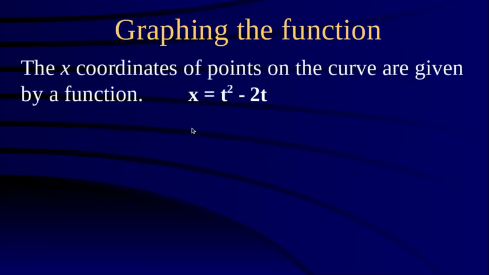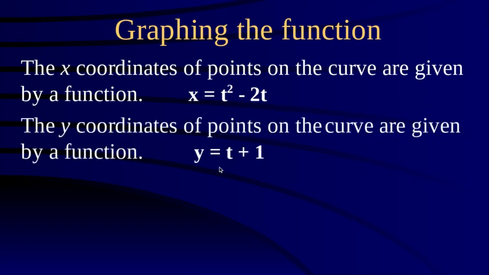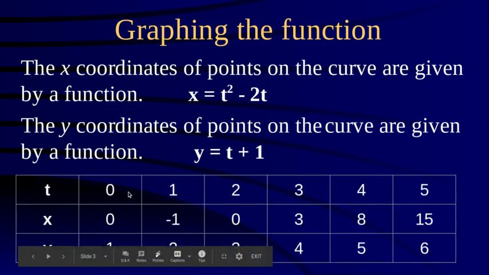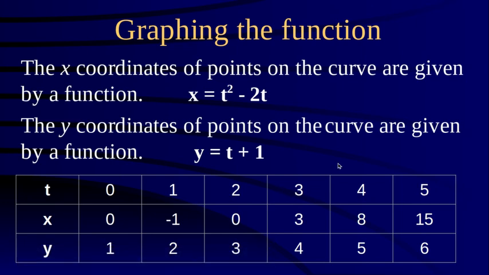So the first function is telling us that the x coordinates can be found by doing t squared minus 2t, and the y coordinates on the curve can be found by doing t plus 1. I'm going to set up a table of t values. I set up t greater than or equal to 0, but that's not always going to be the case. So t is 0, 1, 2, 3, 4, 5, and then you can find the corresponding x and y values by plugging the t values in. Again, sometimes t could be negative in problems as well, but I just did this one where t is going from 0 to 5.